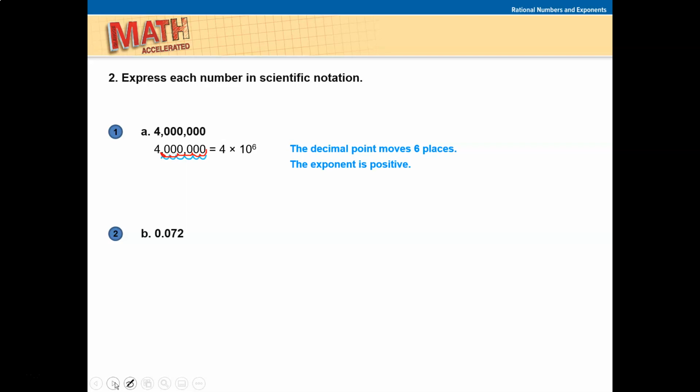0.072, 72 thousandths. Okay, so we move the decimal to make the number greater than 0 and less than 10. You get 7.2 times 10 to the negative 2. It's negative because we're moving the decimal to the right. We're writing a small number.